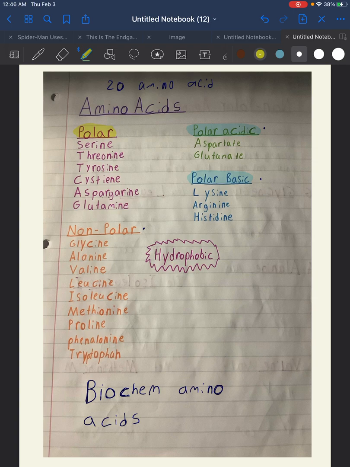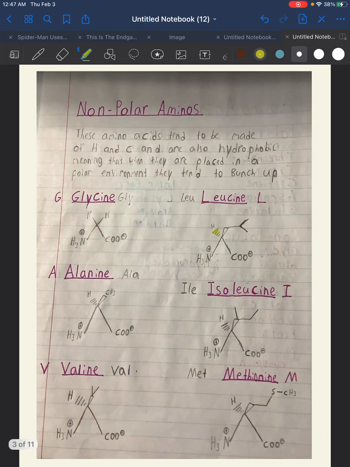Now, the polar molecules you're going to find on the outside of your folded protein structures and your biological structures. So serine, threonine, tyrosine are going to be exposed to the environment. And your nonpolar amino acids, such as glycine, alanine, valine, etc., are going to be on the interior of your folded structures because they don't like water. They don't like other polar materials. So moving on with that.